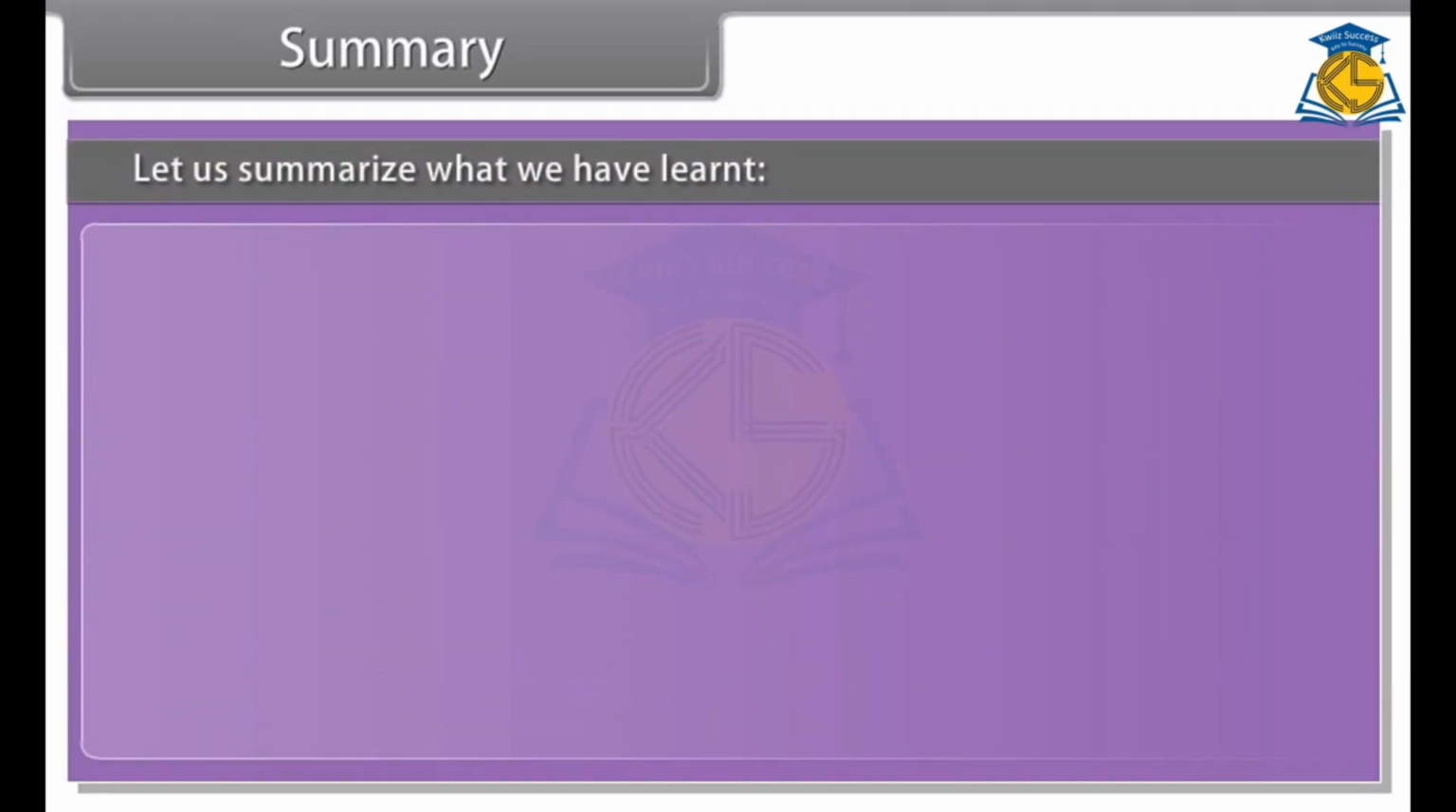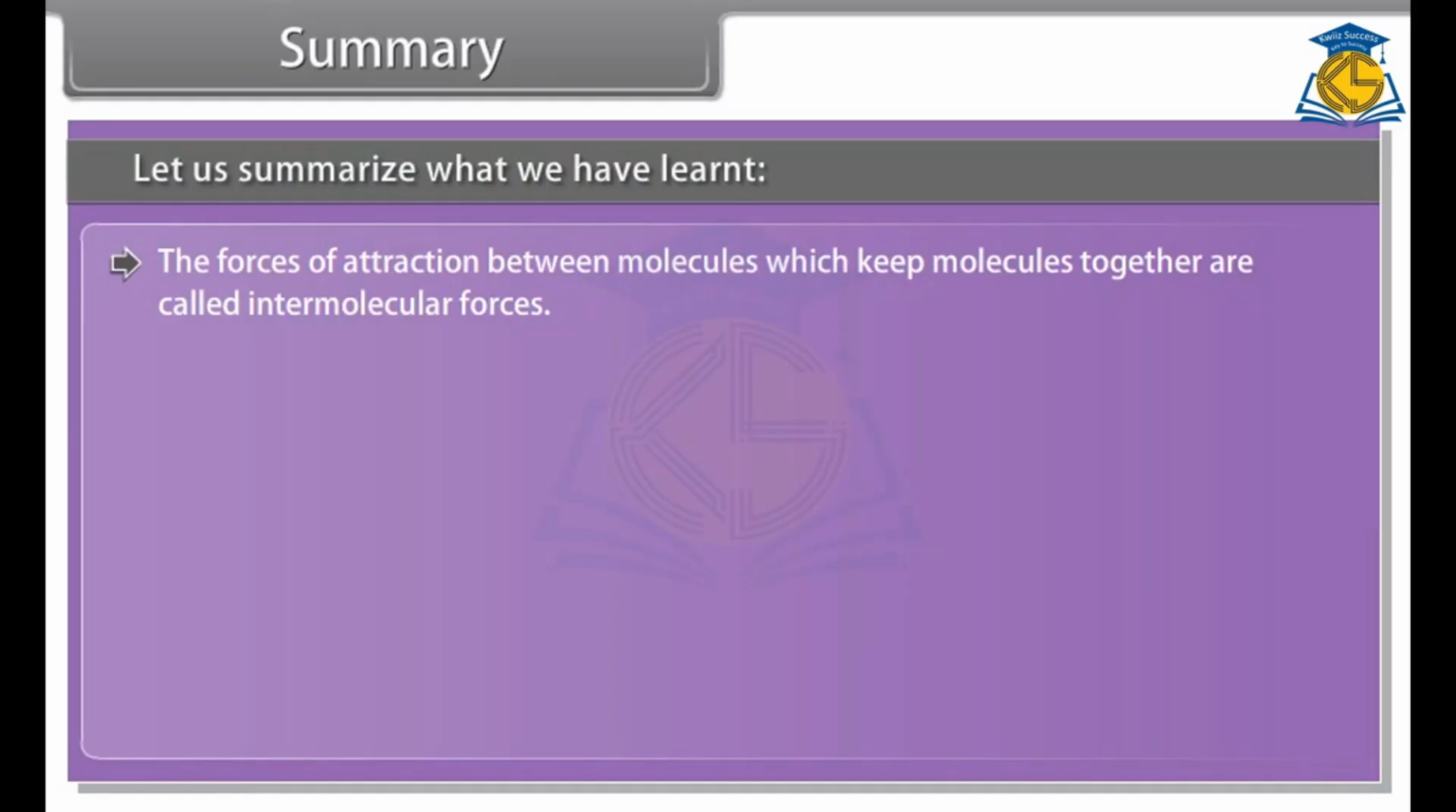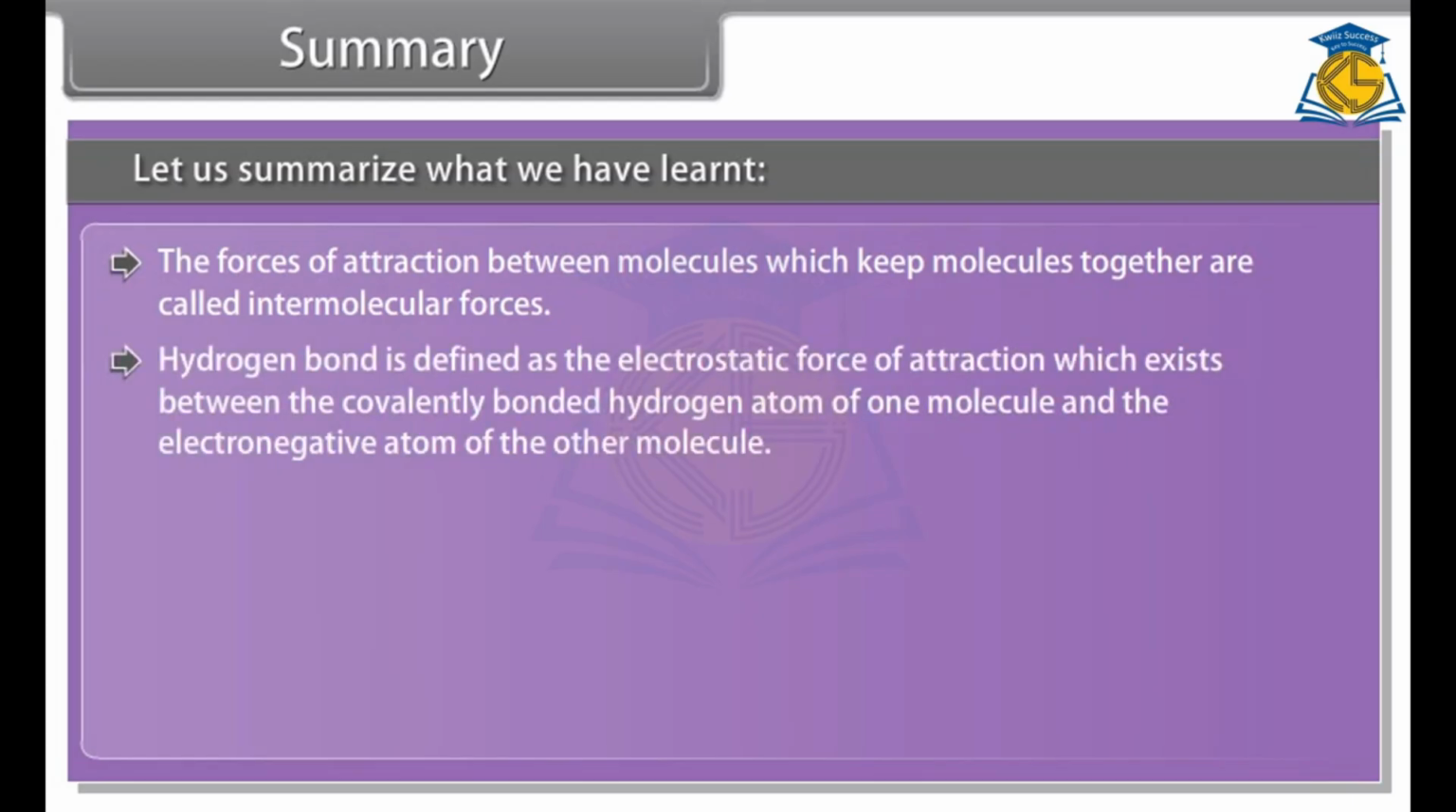Summary. Let us summarize what we have learnt. The force of attraction between molecules which keeps molecules together is called intermolecular forces. Hydrogen bond is defined as the electrostatic force of attraction which exists between the covalently bonded hydrogen atom of one molecule and the electronegative atom of the other molecule.